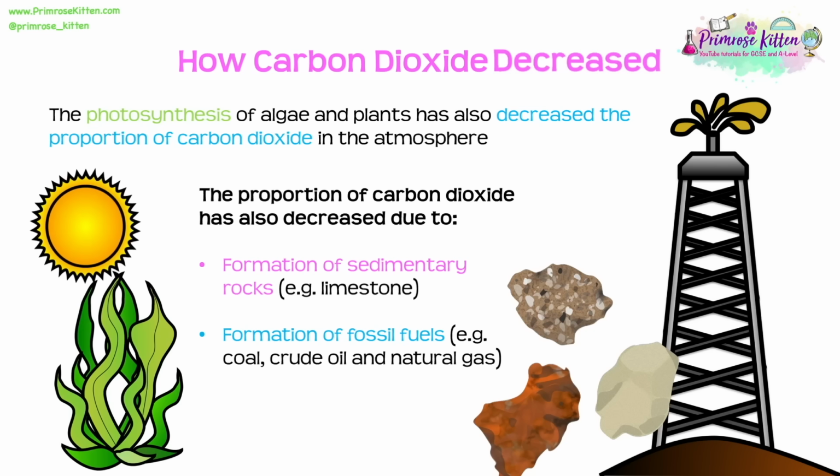Now that process of photosynthesis of the algae and the plants also had the knock-on effect of decreasing the proportion of carbon dioxide in the atmosphere. So this is one of the main ways in which carbon dioxide levels went down over time. Other ways that the proportion of carbon dioxide decreased was due to the formation of sedimentary rocks such as limestone, and also the formation of fossil fuels such as coal, crude oil and natural gas.